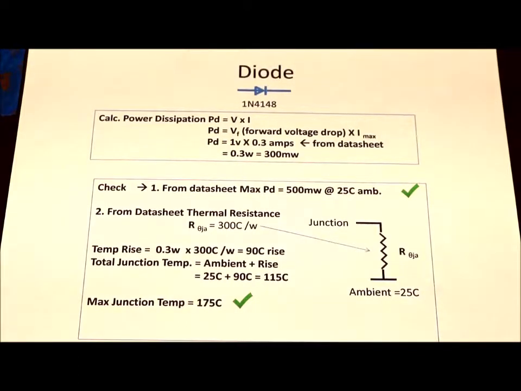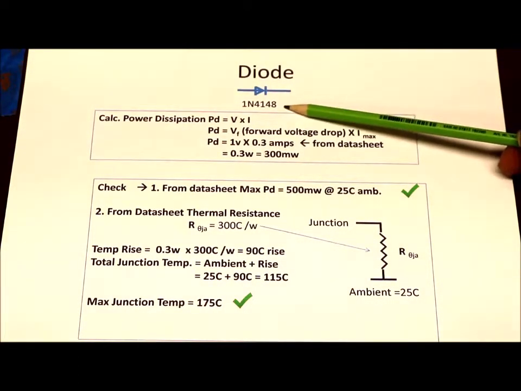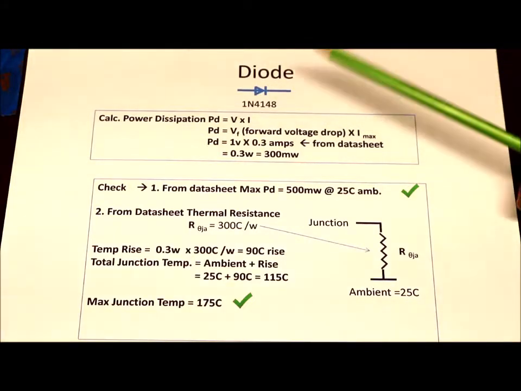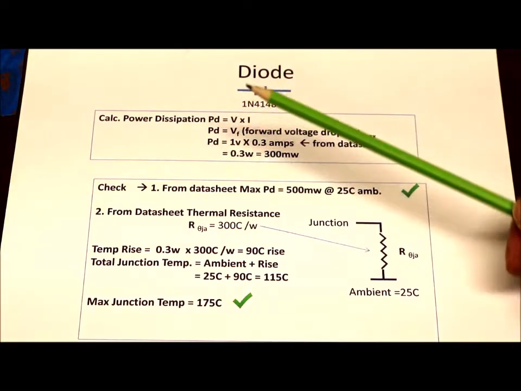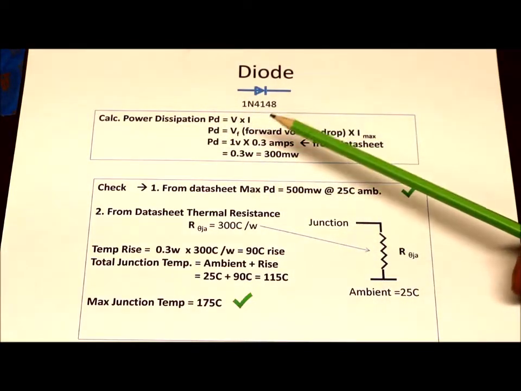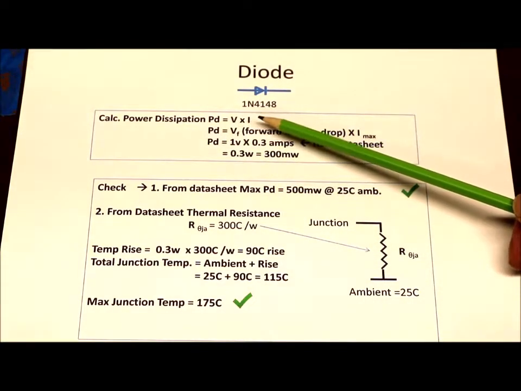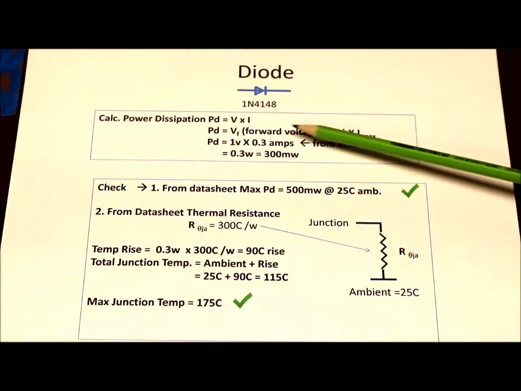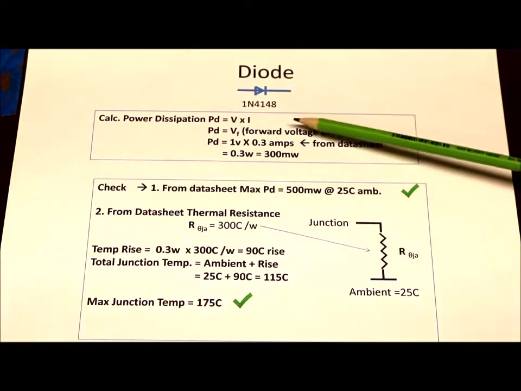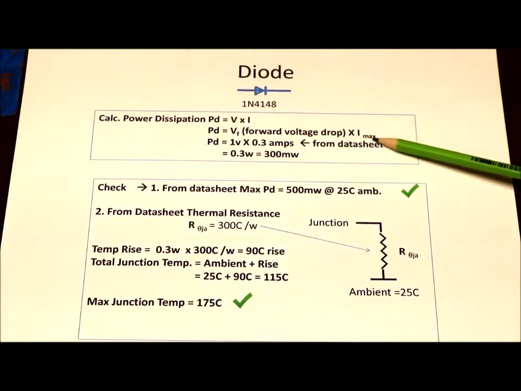Okay, let's talk about diodes first. This is a typical diode, a 1N4148. First thing you do for a thermal calculation on any semiconductor is to calculate the power dissipation. The power dissipation is the voltage times the current, which is the forward voltage drop in this case of the diode, times the maximum current.